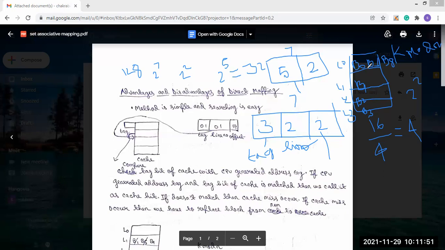Okay, so now let's say our CPU generates an address.